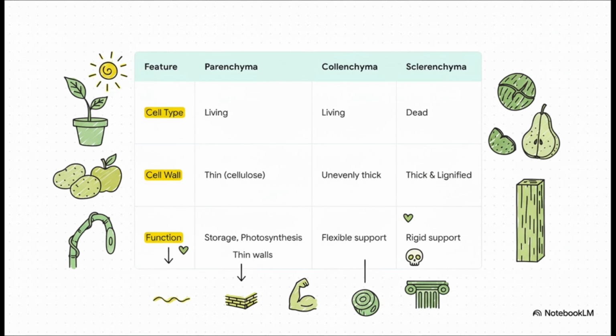And finally, sclerenchyma. These cells are actually dead when they're mature. Their walls are super thick and lignified, making them incredibly tough. Their job is rigid support. Think of the hard shell of a walnut or the gritty texture in a pear. So the bottom line is living versus dead, thin walls versus thick, and flexible versus rigid support.